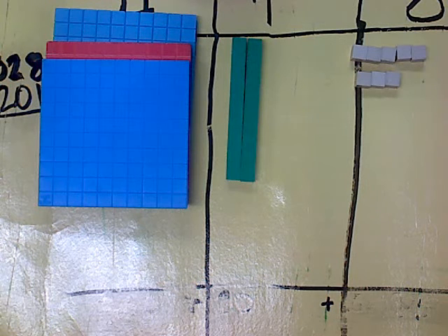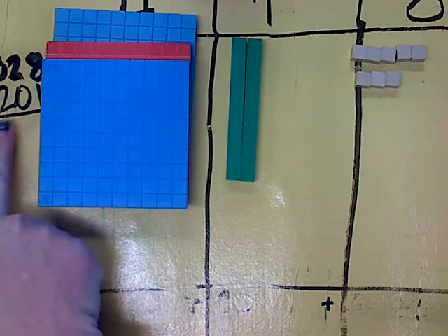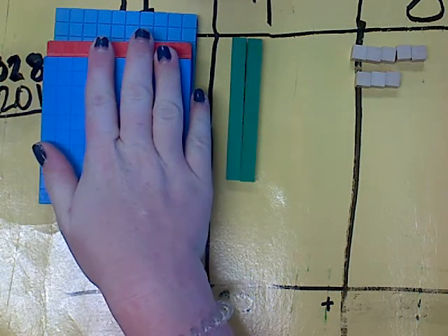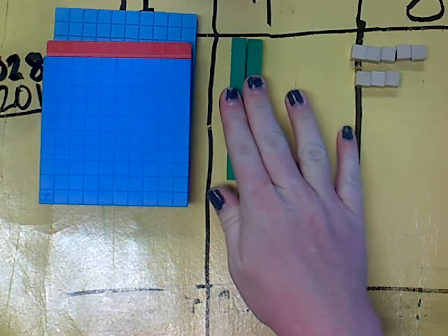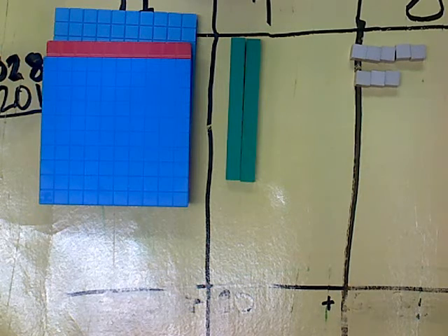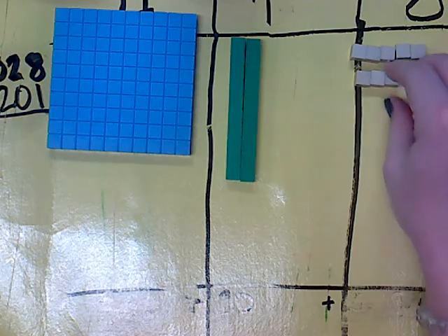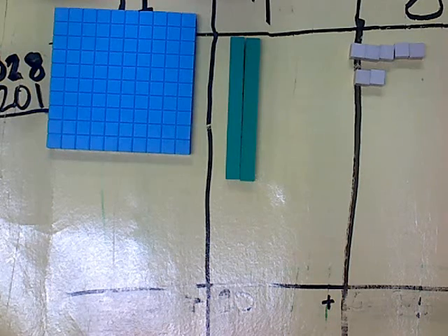So now I'm going to analyze my problem to see if I need to regroup anything. 201 is 200s, 0 tens, and 1 one. I can take 200s away from 3 hundreds. I can take 0 tens away from 2 tens. And I can take 1 one away from 8 ones without having to regroup. So I'm going to go ahead and start doing that. And then I'm going to count my values and write my final answer.